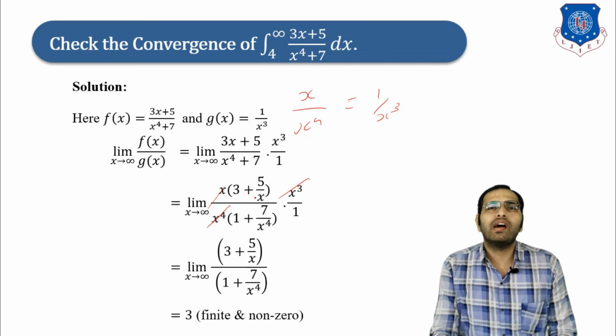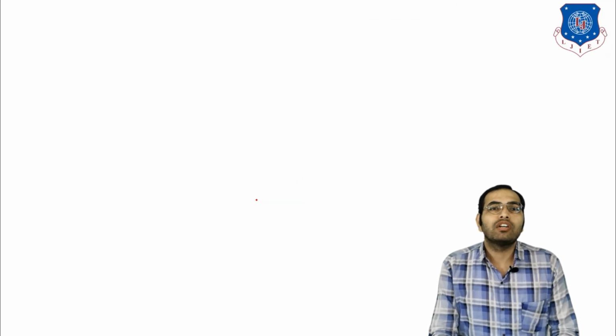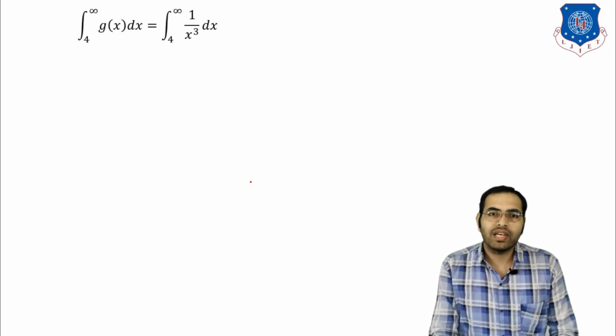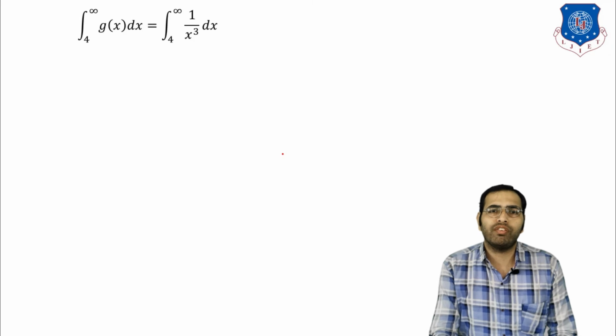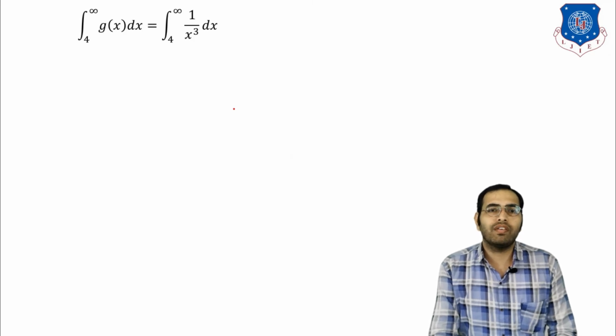For that we have to find the integral from 4 to infinity of g of x dx, because whenever we apply the limit comparison test, either both the integrals are convergent or divergent together. Then we have to find the convergence or divergence of g of x, that is the integral from 4 to infinity of 1 upon x cube dx.